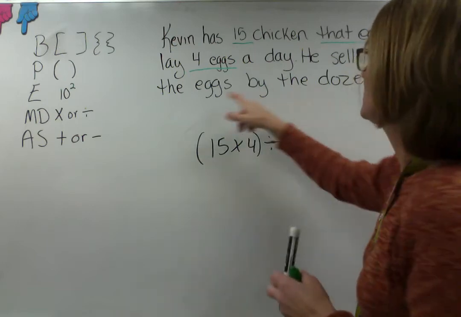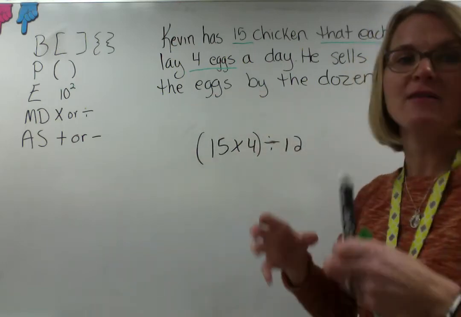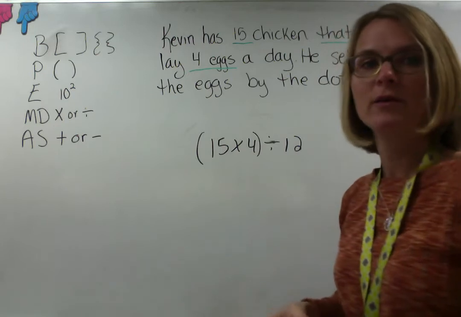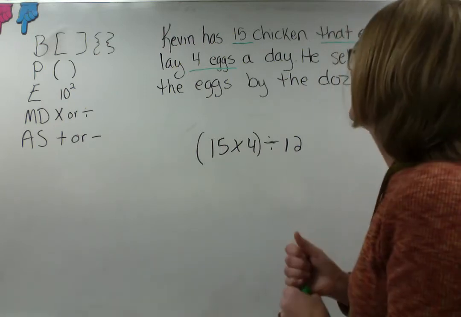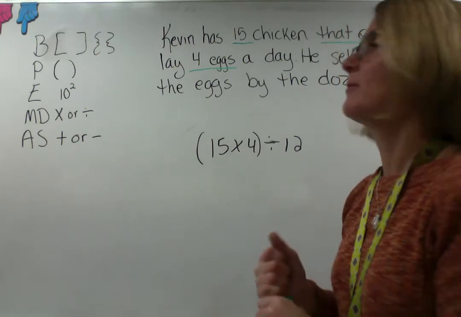And why is it division? He sells the eggs by the dozen, so he's going to have to put them in containers of 12. So that's why it's going to be division. I'm going to add something to this problem.